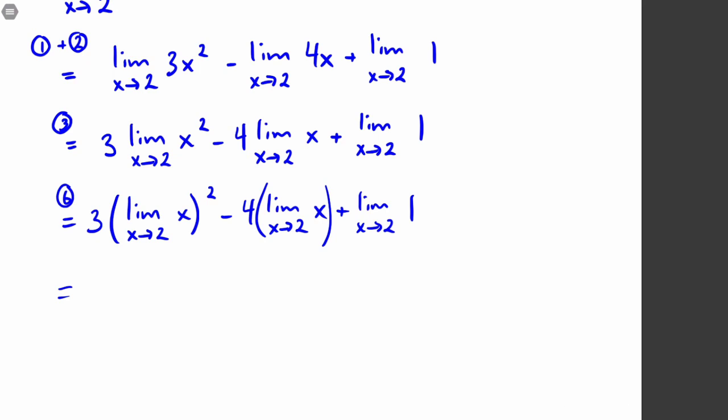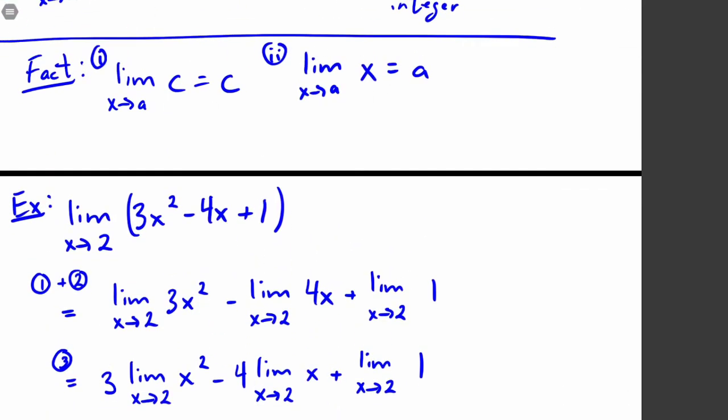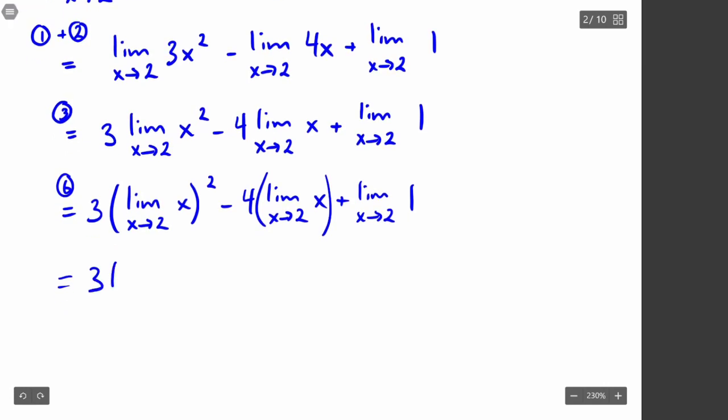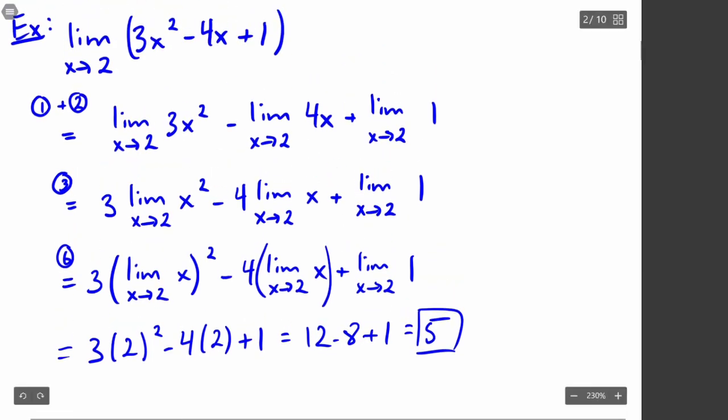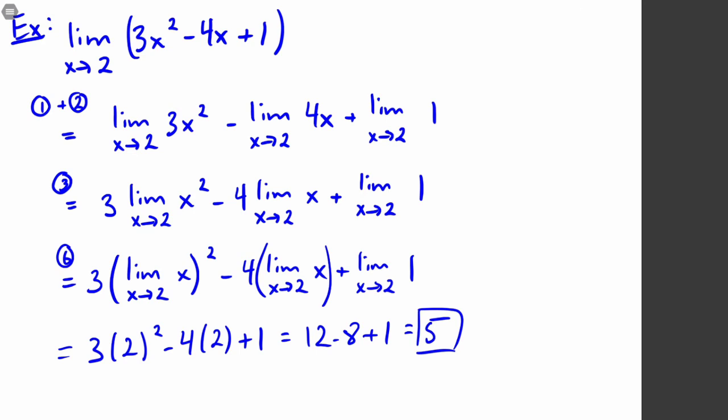But now we can just use these two basic facts here to say this is 3 times 2 squared minus 4 times 2 plus 1. Right, and so that's going to give us 12 minus 8 plus 1, which is 5. Right. So what does this tell us? Well, in this case, we could really just plug the 2 in here, and there's nothing to plug in for the 1. But it's saying that for nice enough functions, we can just plug in this value of a here.